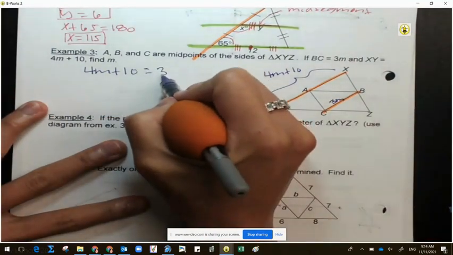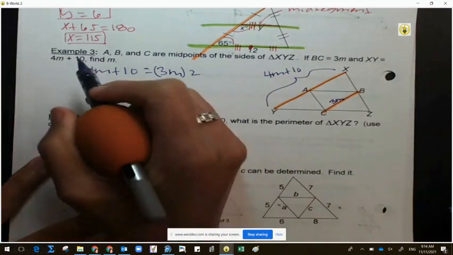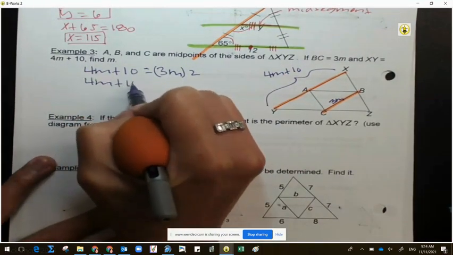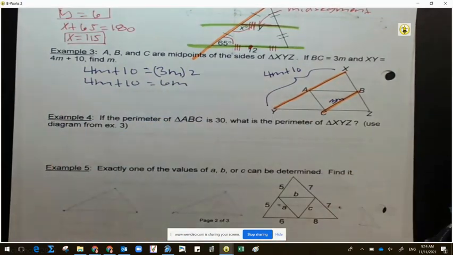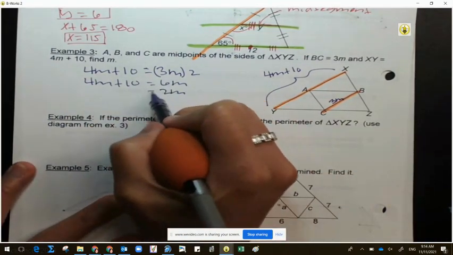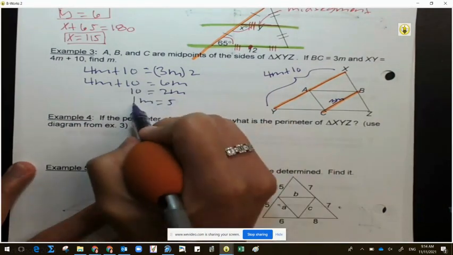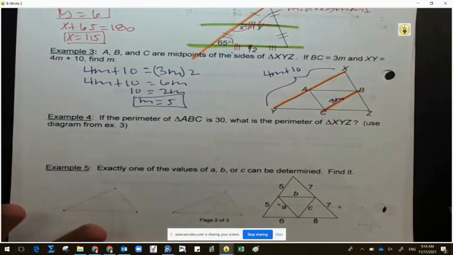And then double the 3M times 2. So I get 4M plus 10 is equal to 6M. And when I subtract 4M on both sides, we get 2M on the other. So how many is our M then? 5.